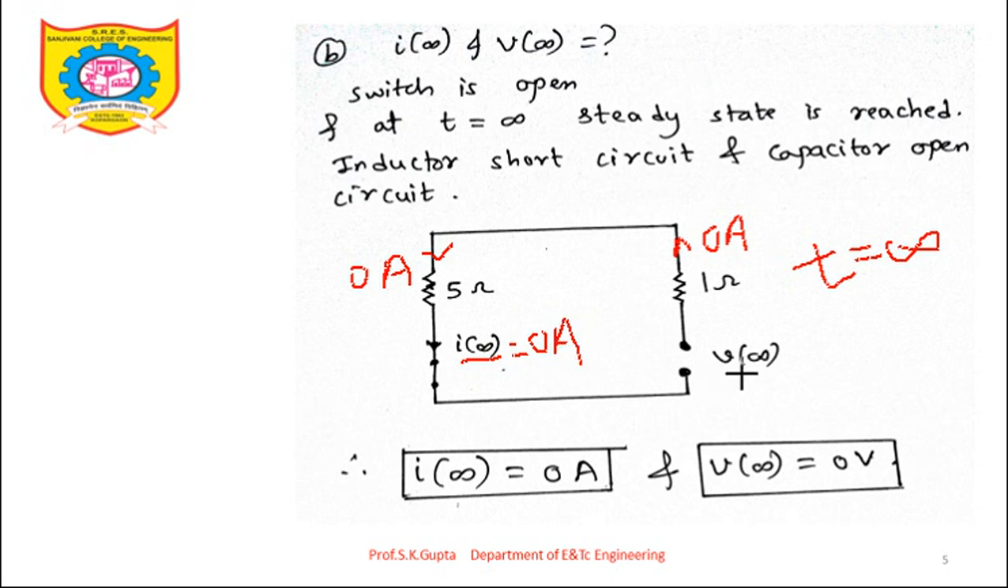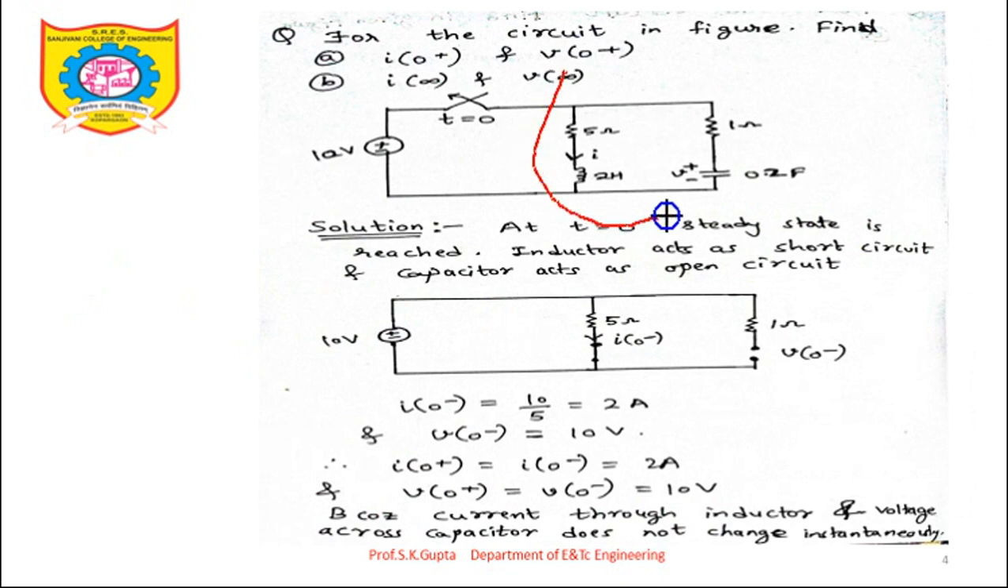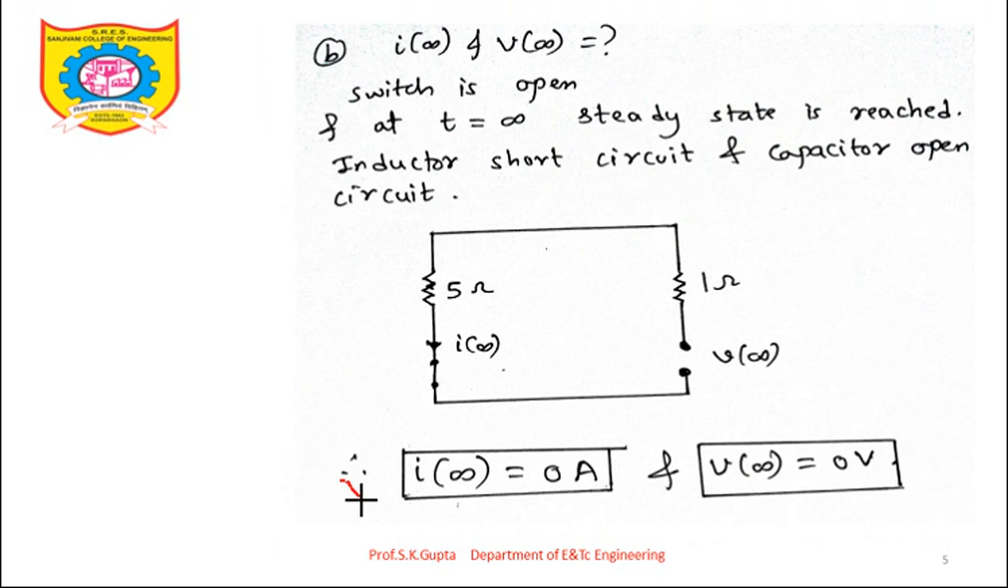And for Vc of infinity, if I apply one KVL equation, V of infinity minus 0 equal to 0, because 0 ampere is there, so the voltage drop is 0 volt. So V of infinity comes out as 0 volt and I of infinity also comes out as 0 ampere, because after the switch is open I am left with this portion of the circuit, and in steady state the capacitor is open, so no current will flow. As no current will flow, I of infinity is 0, and if I apply KVL in this loop, V of infinity is also 0. Okay, thank you.